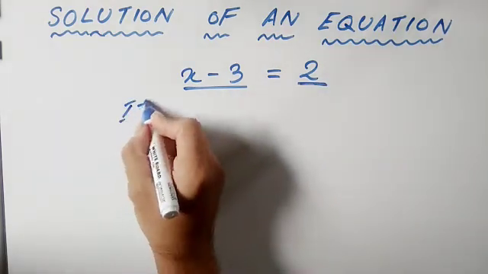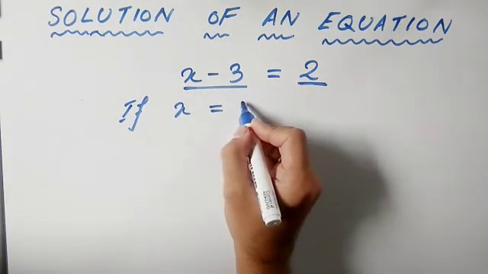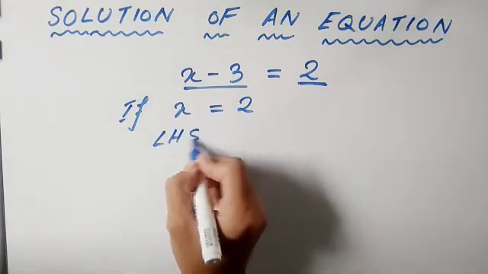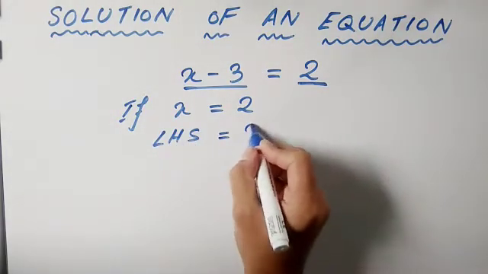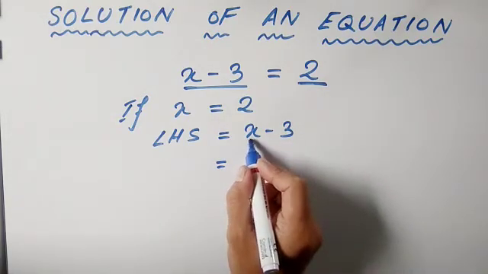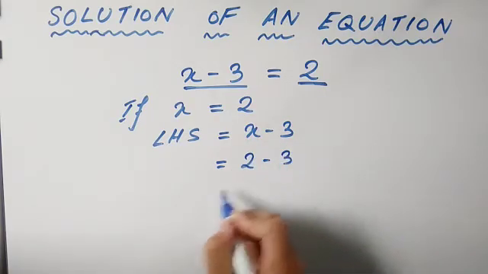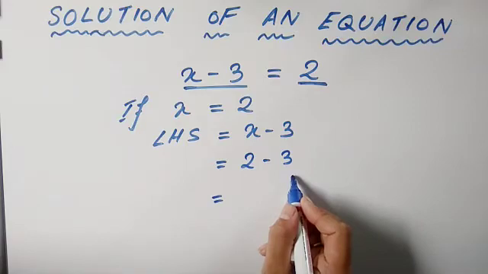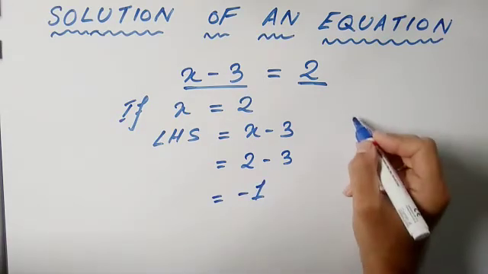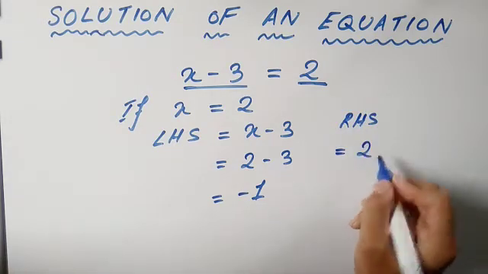So, first of all, let's take the value of the variable x as, let's say, 2. Then, let's try to find the value on the left hand side. So, x minus 3, right? Instead of x, the value of x is taken to be 2. So, that means 2 minus 3. What is the value of 2 minus 3? Yes, it is minus 1. And the value on the right hand side is 2.